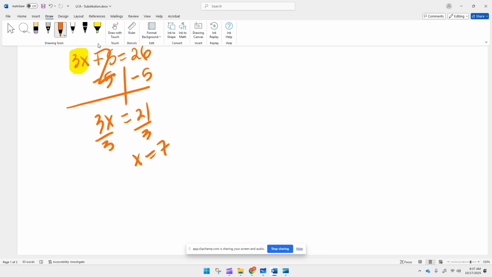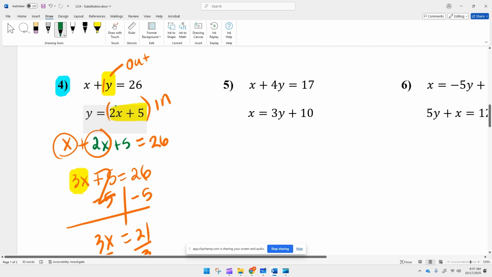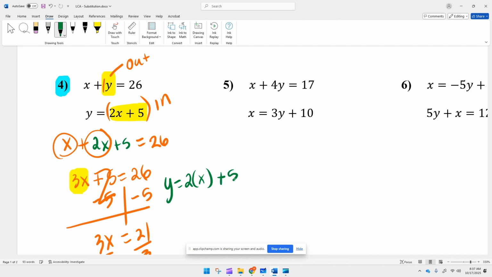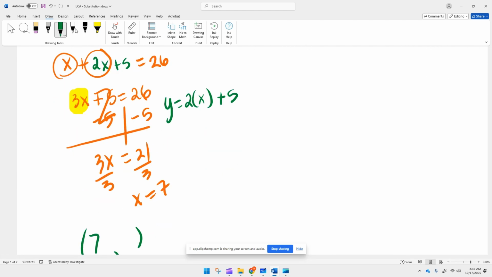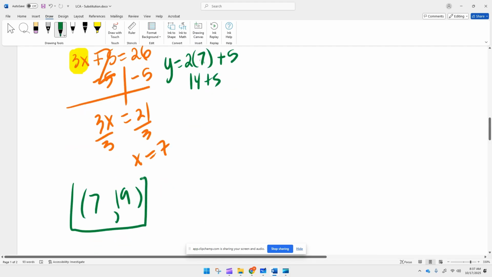Same as before, we need to remember our solution is going to be an x and a y value. We found the x value. Now we need to go back and find the y value. It tells me up here y is equal to 2 times x plus 5, right? So I'm going to take out the x and replace it with that 7 that we found. That's 2 times 7, which is 14, plus the 5, which gives me 19. So our solution is (7, 19).